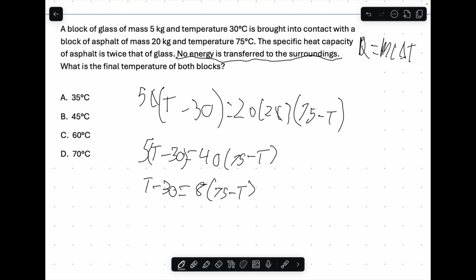And we're just going to multiply the right out. So we have T minus 30 equals 600 minus 8T. Just add 8T to both sides for 9T, and add 30 to both sides, equals 630. Divide both sides by 9 and we have T equals 70, which is our final answer.